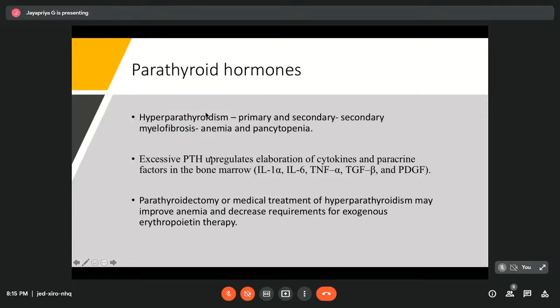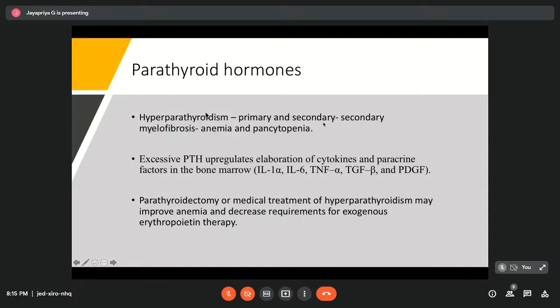So how does hyperparathyroidism cause this fibrosis? It activates the osteoclasts and causes elaboration of various cytokines and paracrine factors in the marrow, that is interleukin 1, interleukin 6, transforming growth factor beta, and tumor necrosis factor alpha. All these will be produced, which will cause fibrosis of the marrow.